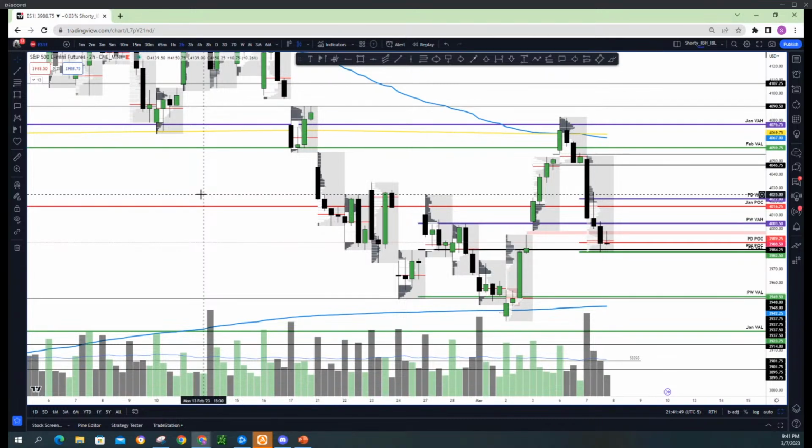Tomorrow, if we open inside that area, like inside the previous week POC, and then we drop down, it'd be better to wait for the retest, right, and then go short. I think honestly tomorrow just might flush, and there's a reason why I say that. Anyone knows why? Powell. If we break the level. Well, Powell's speaking as well. He's testifying again tomorrow.